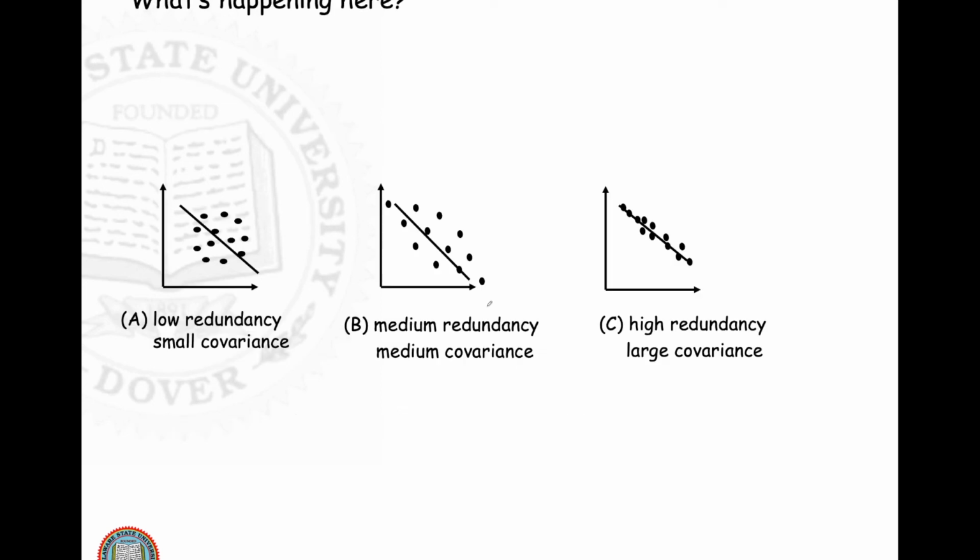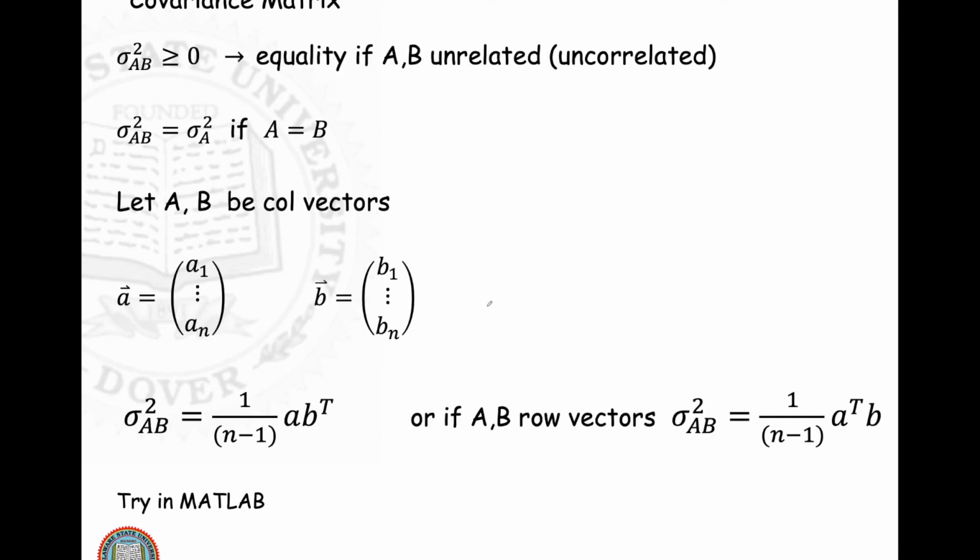So that means in the first case, low redundancy, we have small covariance. In the second case, we'd say that has medium covariance. And then lastly, in the third case, that would be a large covariance. And so the covariance between two measurement types, A and B, sigma squared AB, is going to be at least 0, greater than or equal to 0, where equality is reached if A and B are uncorrelated. And of course, if you have a measurement type with itself, well, that's just the variance.